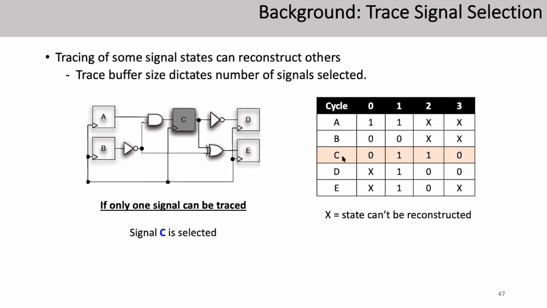So in the table here, you can see that C is being traced every cycle, right? So C has a value of 0, 1, 1, 0. And the others have a value of 0, 1, or X. X means that they cannot be restored.